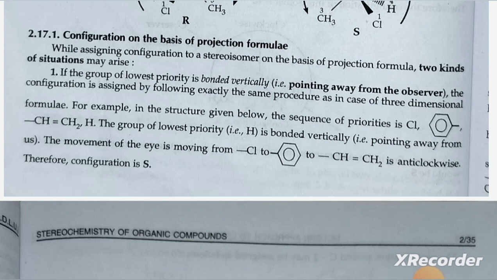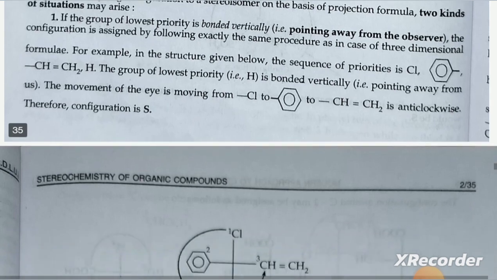For example, in the structure given below, the sequence of priorities is Cl, benzene, then CH double bond CH2, then hydrogen. The group of lowest priority, hydrogen, is bonded vertically, meaning pointing away from us. The movement of the eye from Cl to benzene to CH double bond CH2 is anti-clockwise. Therefore, the configuration is S.